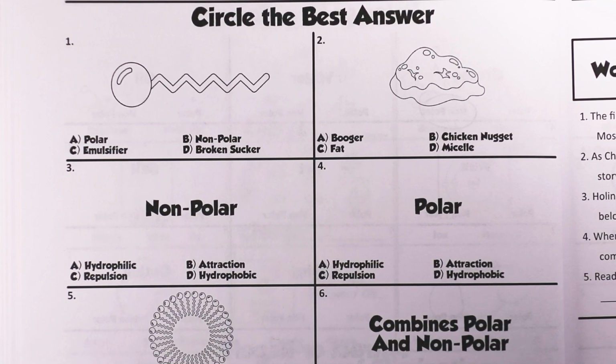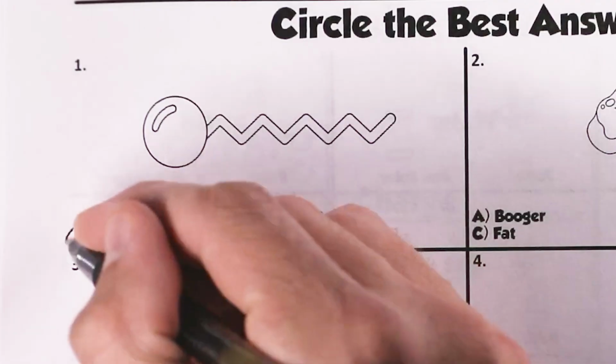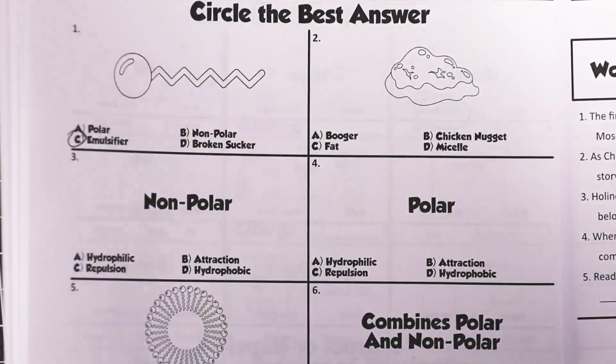Okay, 6.3. Let's see. Pretty straightforward stuff. I'm going to just do the first one. This is an emulsifier.